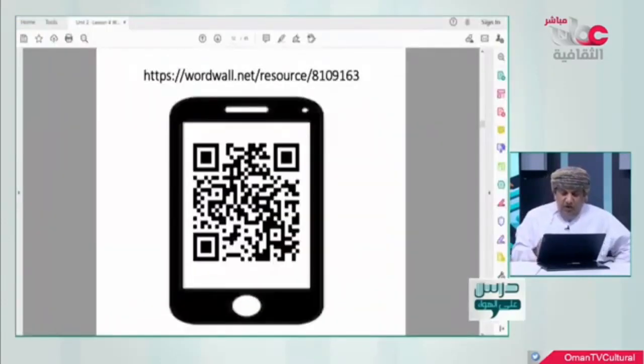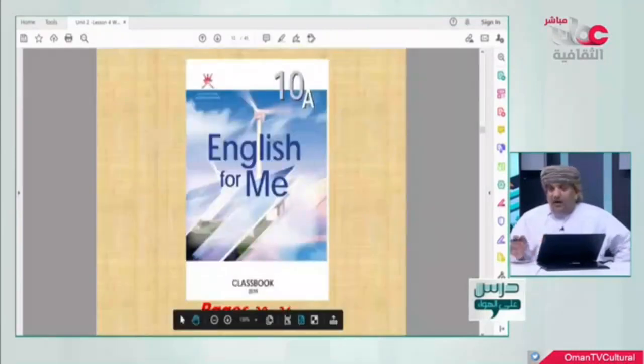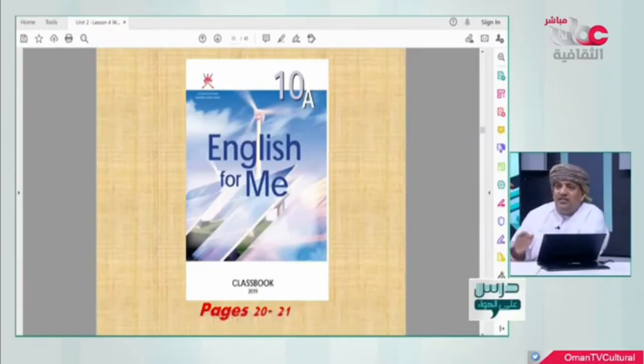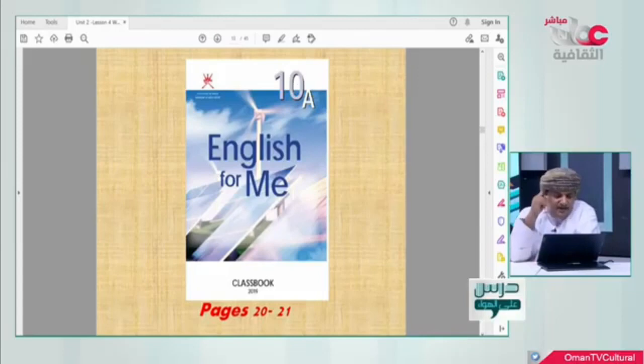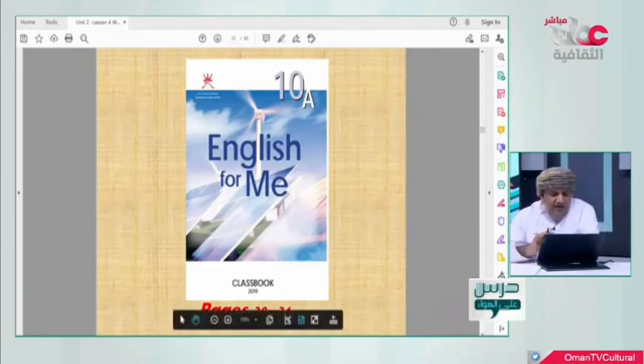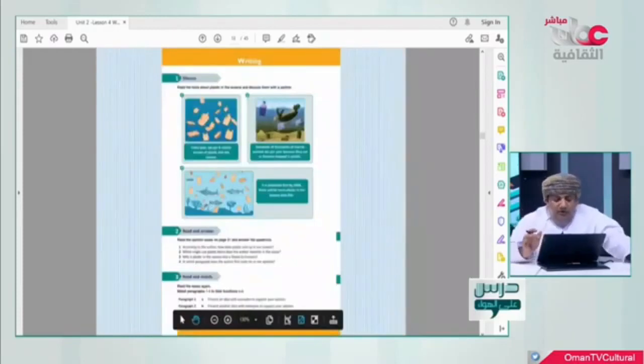So let's go to our class book. I want you to look. Of course, imagine this is the desk in your class, and you have put this book on your desk. So you are going to have page 20 and 21. On page 20, we have 3 activities: activity 1, activity 2, and activity 3. We are going to complete activity 1 and activity 3, but activity 2 is cancelled. We are not going to use this one.